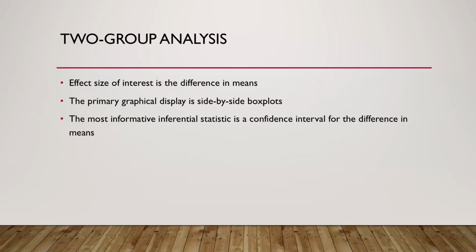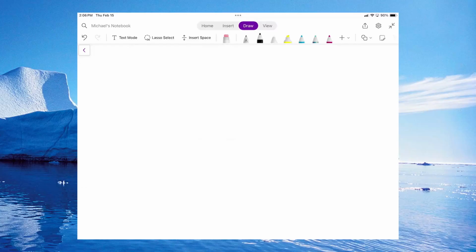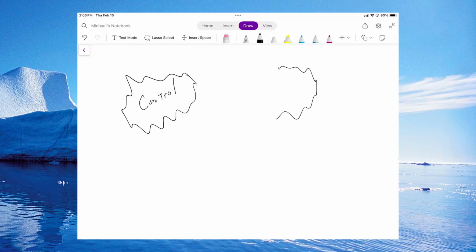How did you do that two-group analysis? The effect that you were primarily interested in was the difference in means. So the setup was something like this. You had a population of interest. Perhaps that was a control group. And you had another population of interest, and that was a treatment group.